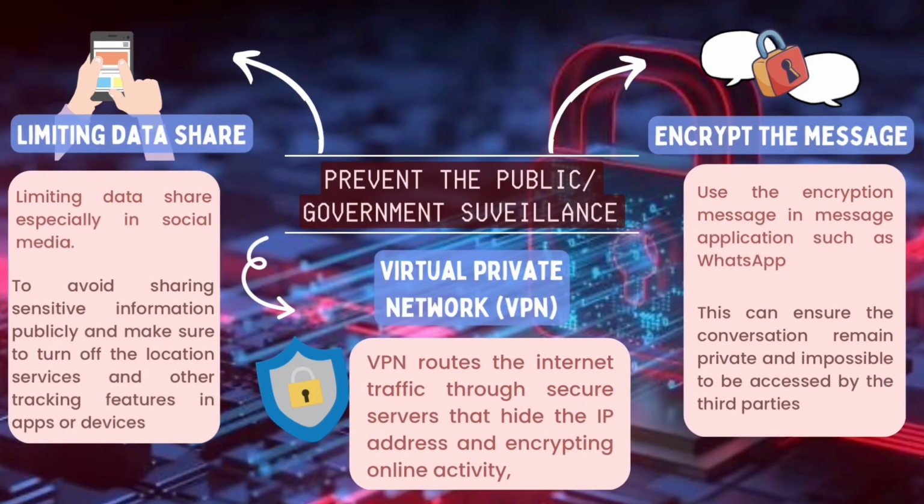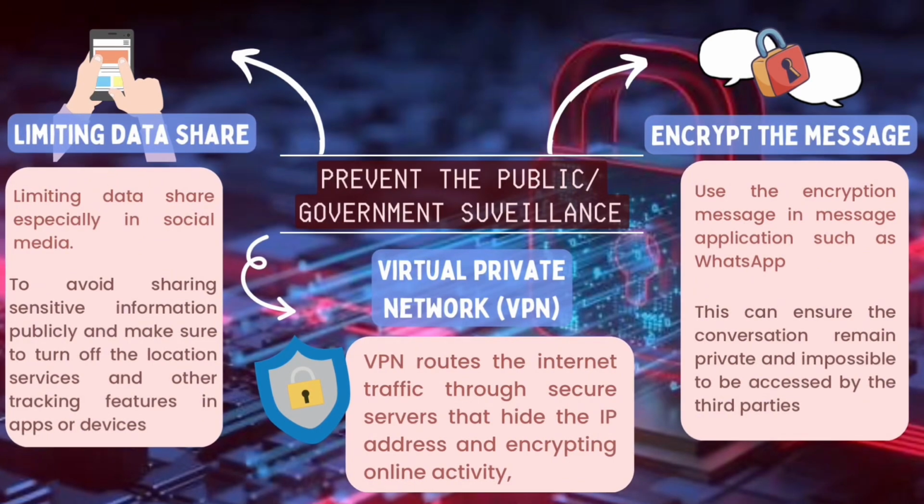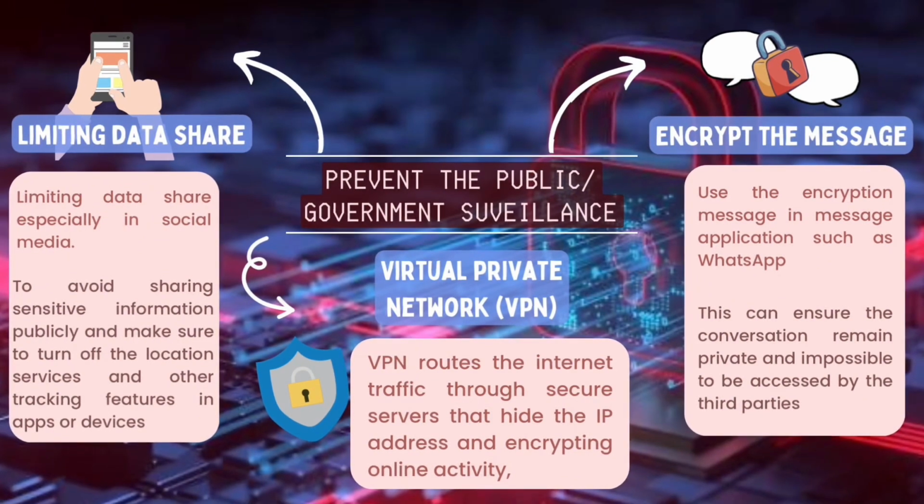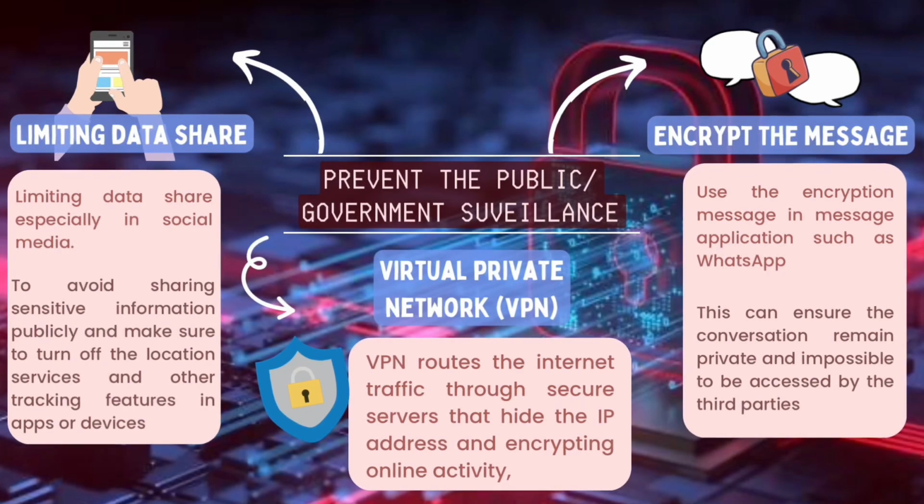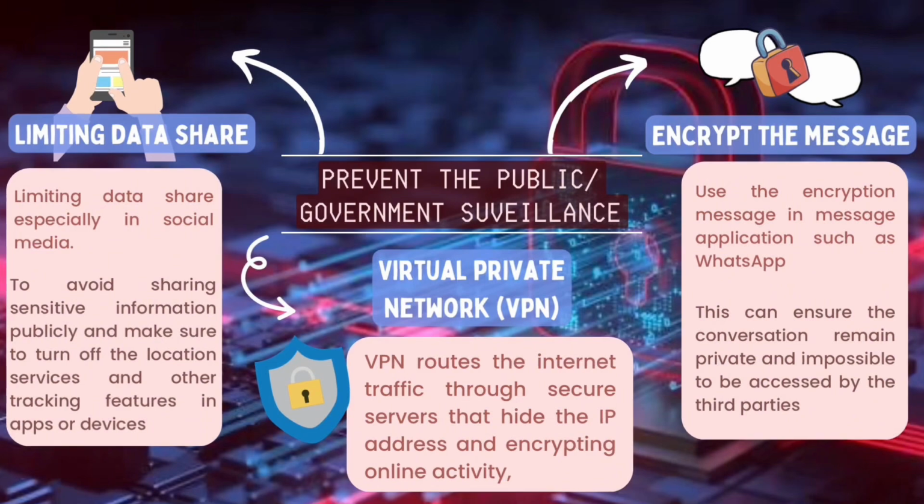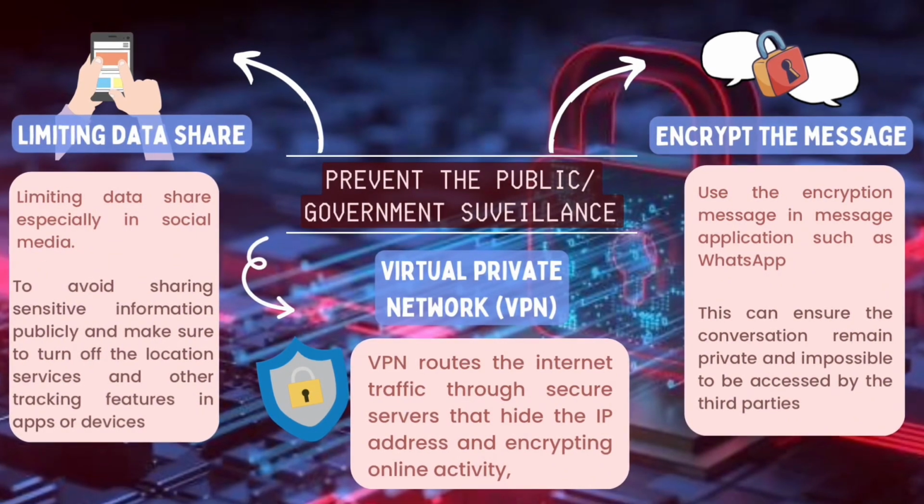It's by using encryption on messages through messaging applications such as WhatsApp. This can ensure the conversation remains private and is impossible to be accessed by a third party, including the government. Another way to block surveillance is by using a virtual private network, VPN. A VPN routes internet traffic through secure servers that hide the IP address and encrypt online activity.